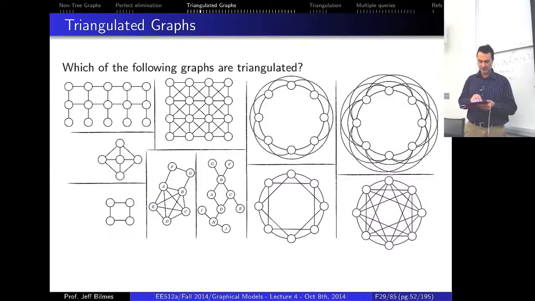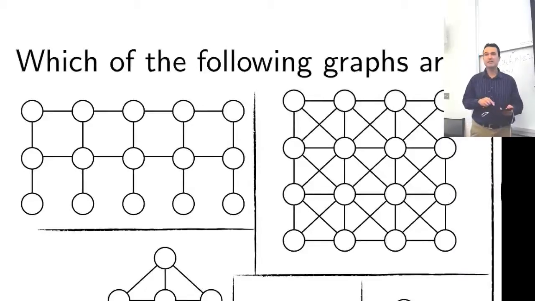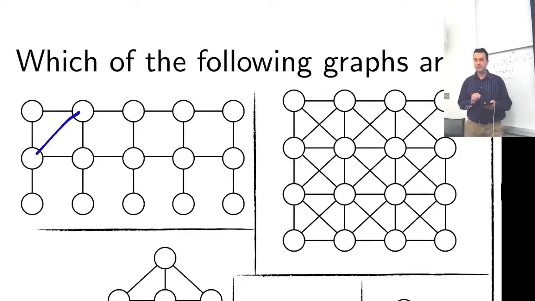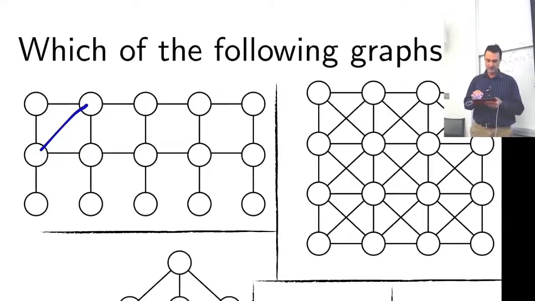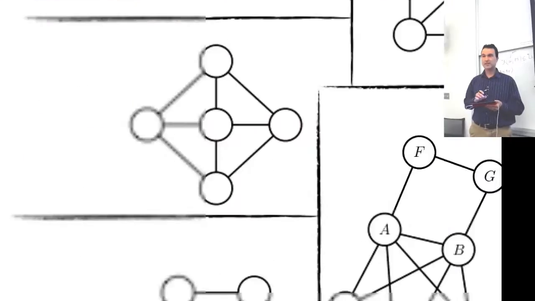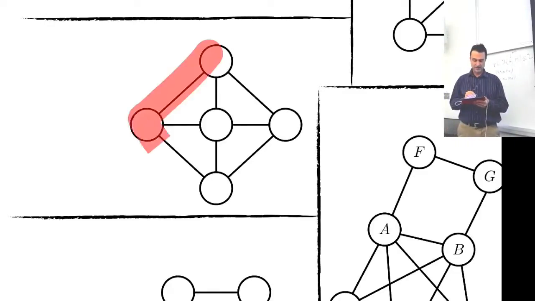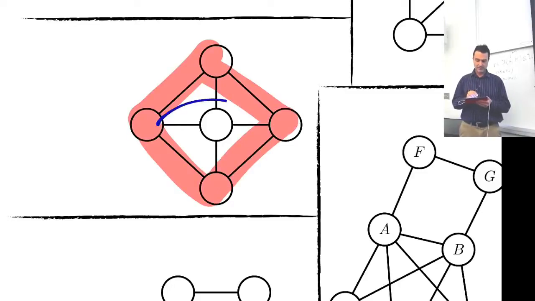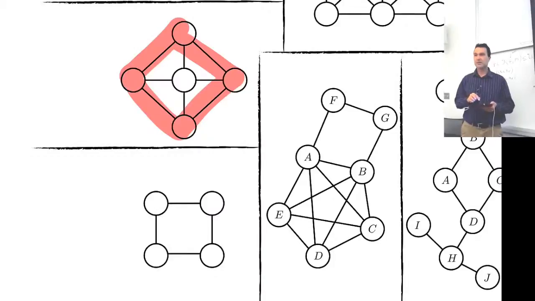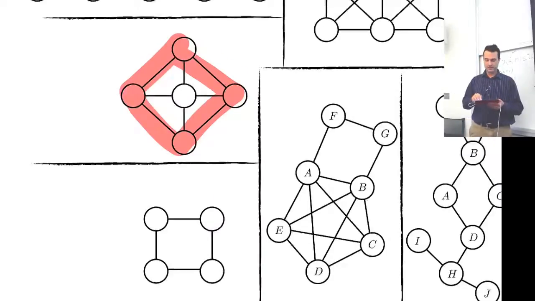Here's some new ones. So is this triangulated? No, and the reason why is because this cycle is chordless. How about this graph? Is this triangulated? No, and why? The 4 on the outside. That's right. There's an outer cycle. This one doesn't have a chord. It would need to have a chord. What about this 4 cycle? Is this triangulated? No, that's an easy one.